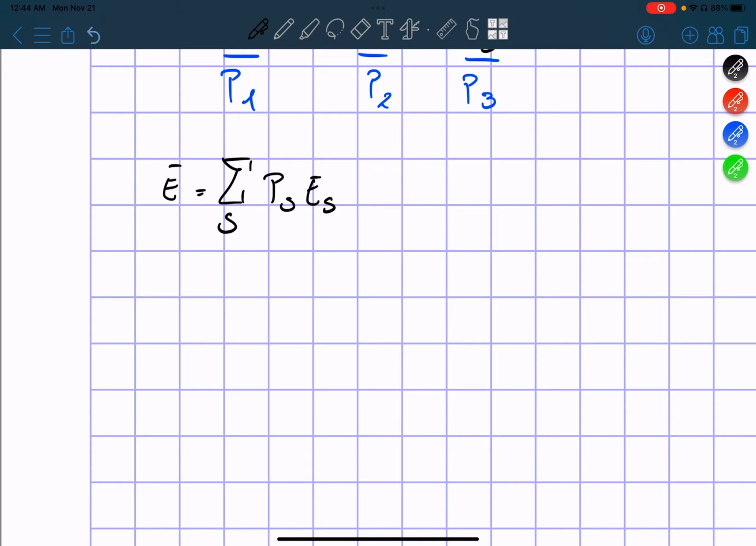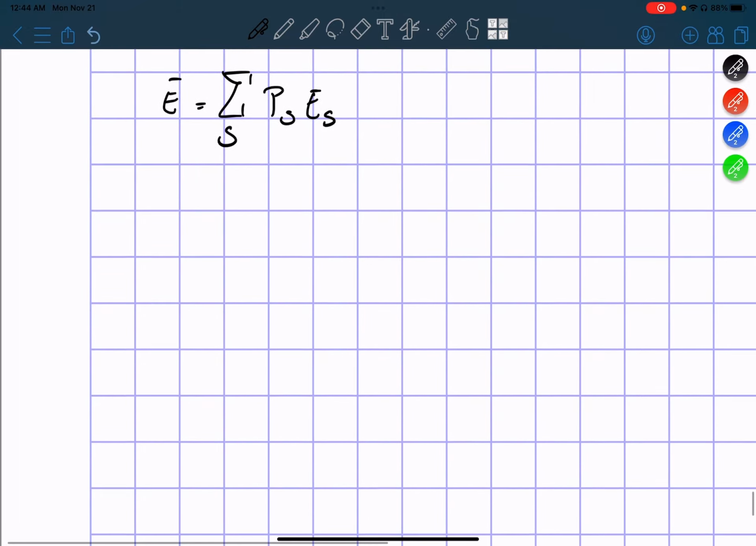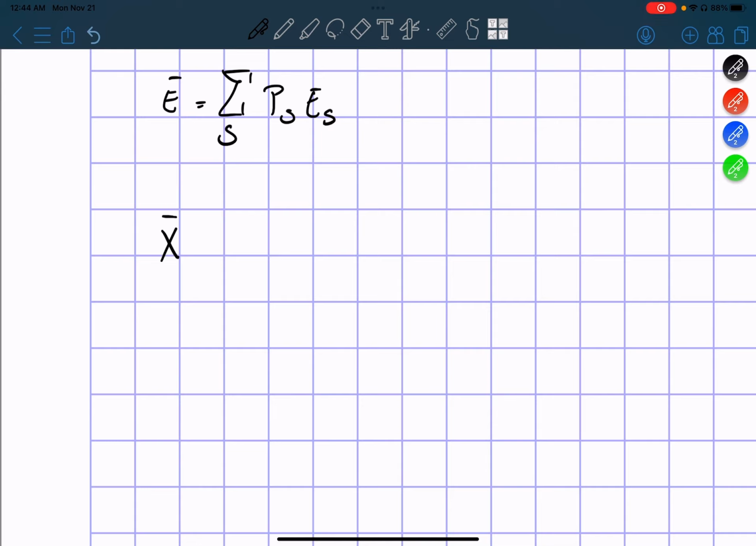So, what if we could say, for example, that we have an x? It can be anything you want to find the average of. It can be energy, it can be velocity, it can be temperature. It's going to be the sum over all our values of x. So, for example, the velocity of a particle, the temperature of a particle, the energy of a particle, times the probability of that particle.